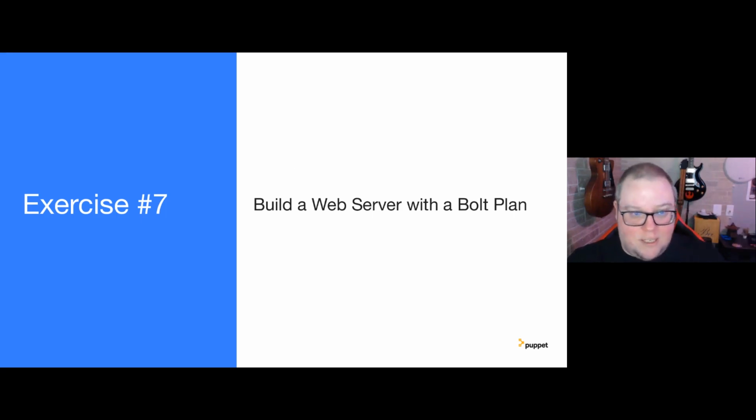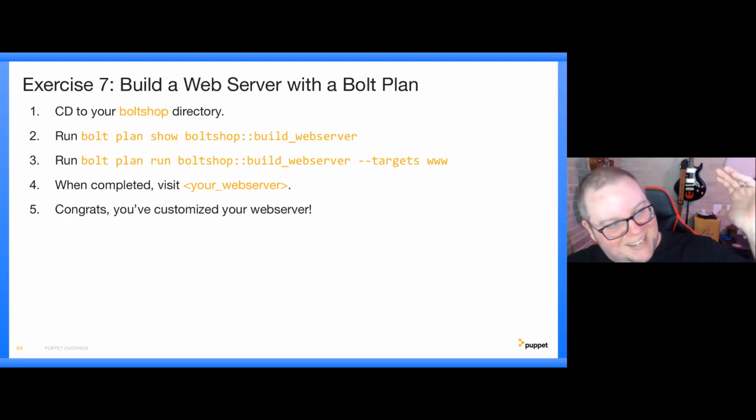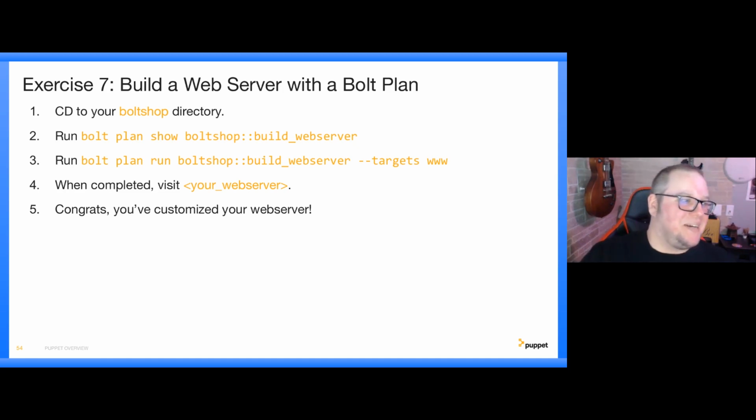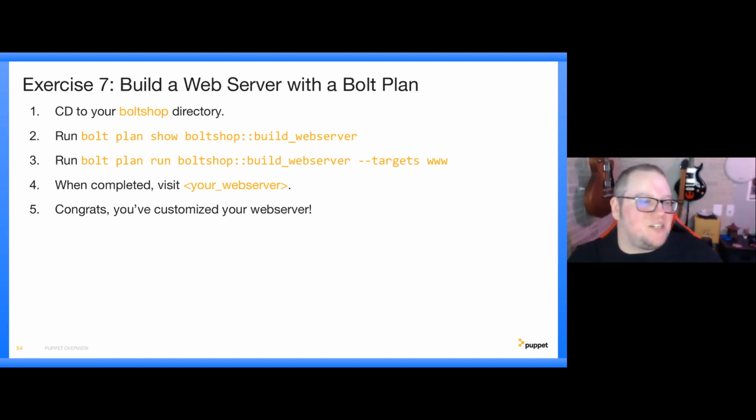So let's move into exercise 7. I know that was a lot of information, whether it was good or not. Let's play with one and actually see what we're going to do here. So in that Bolt shop directory, run the bolt plan show boltshop::build_web_server. So this is that plan I walked through bits of in the slides. It is going to ensure the Windows web server feature is installed. It's going to make sure that the IIS site is created, the default website is deleted, and it's going to upload files. And then at the end of that, not only do we have our web server, but we have it configured to be the actual web server with the content we need.